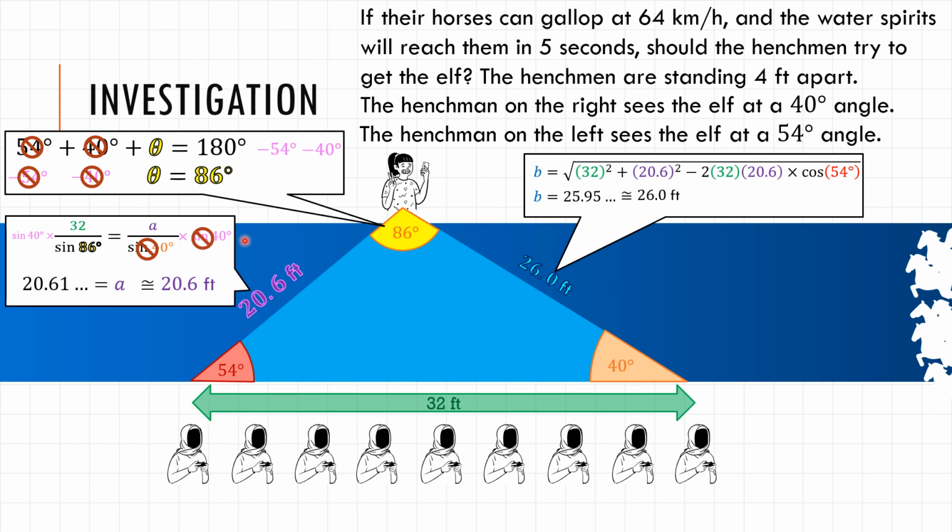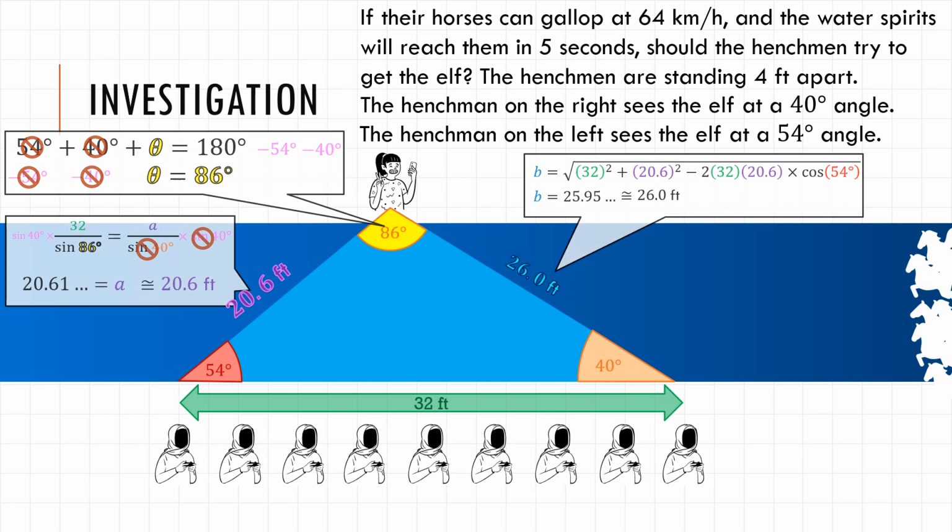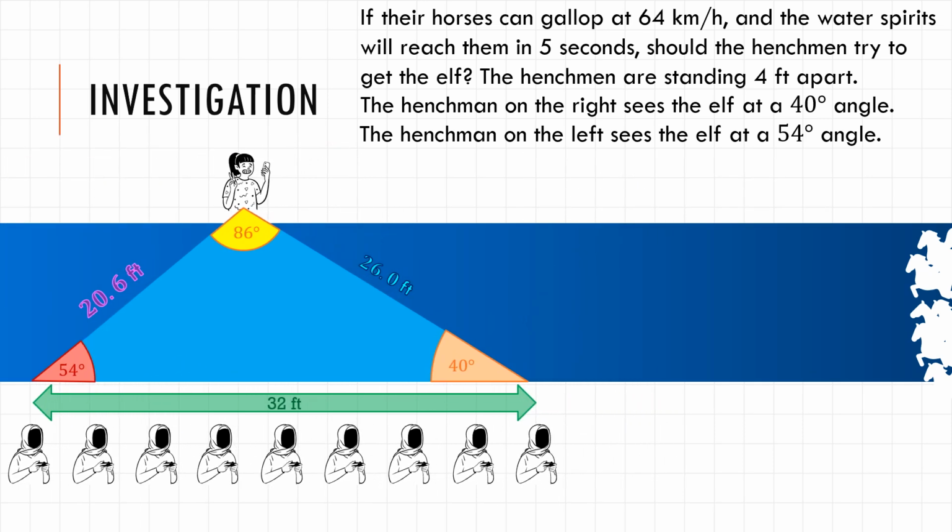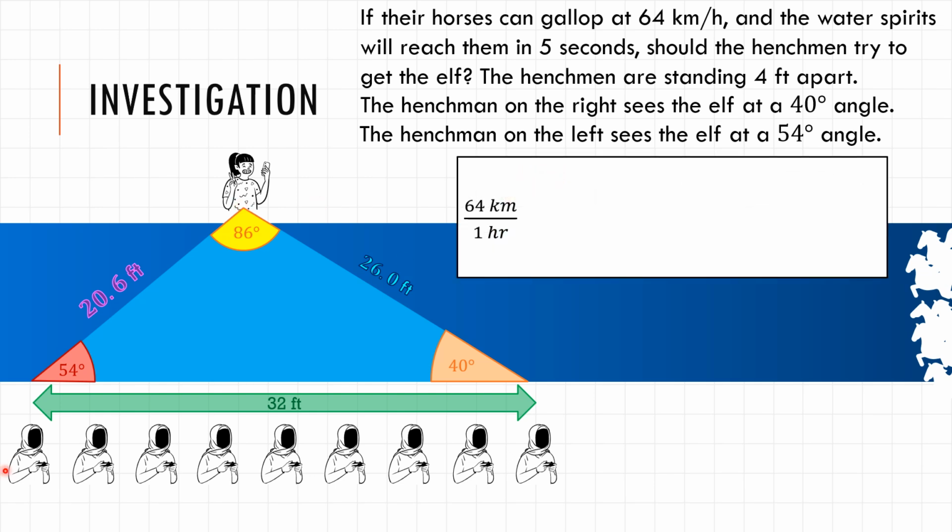Now, how do I use that to calculate whether or not these horses, these water spirits, are going to get here in time? Or whether me and the homies can get there, grab the elf witch, and escape. Well, our horses can go 64 kilometers an hour at their full speed. And that's pretty fast. Is that enough to get there? Maybe even get back? Well, we have to do a little bit of work here.